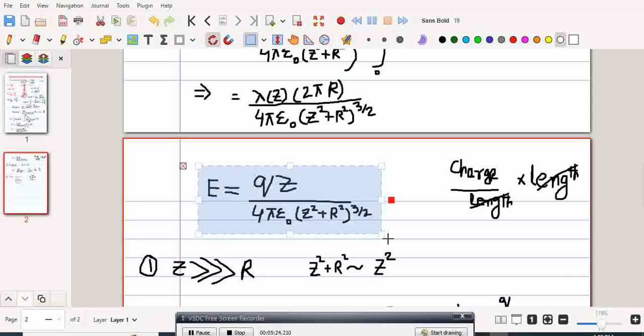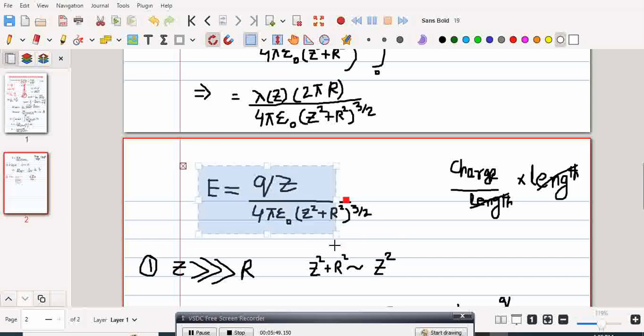Okay, the geometry is arbitrary. You can take any geometry, you will get the same result. So when we have a ring of charges, then the electric field due to that ring of charges at a distance z will be equal to q into z over 4 pi epsilon naught into (z square plus r square) whole power 3 over 2. Okay, this is the electric field formula.